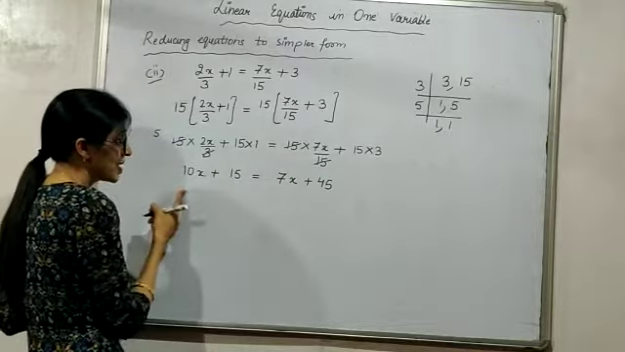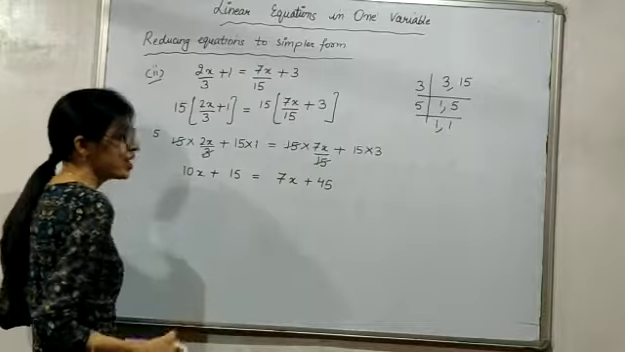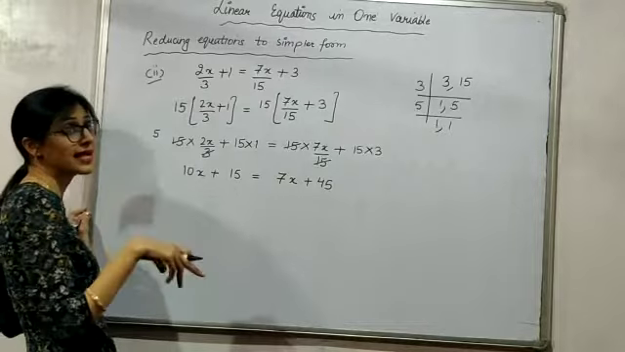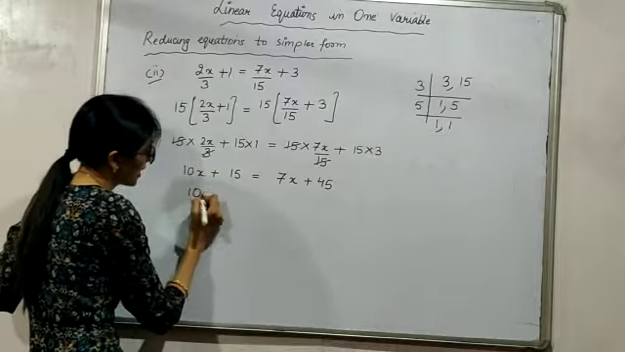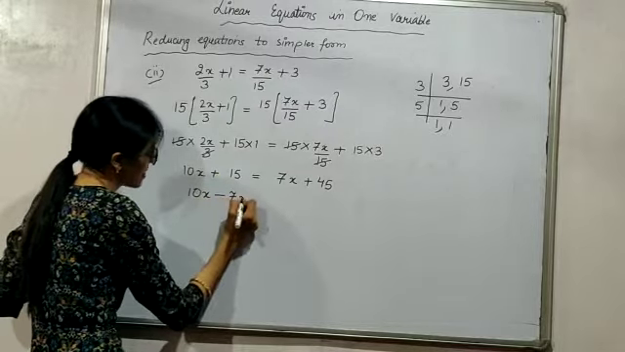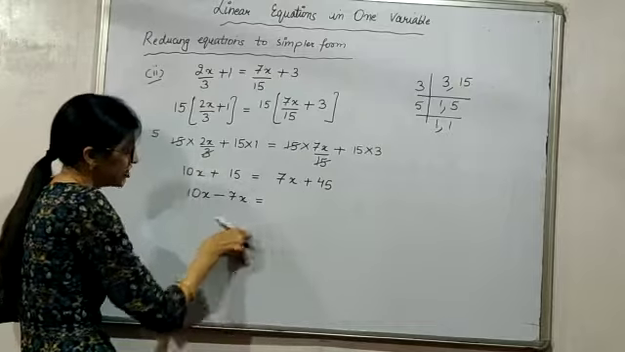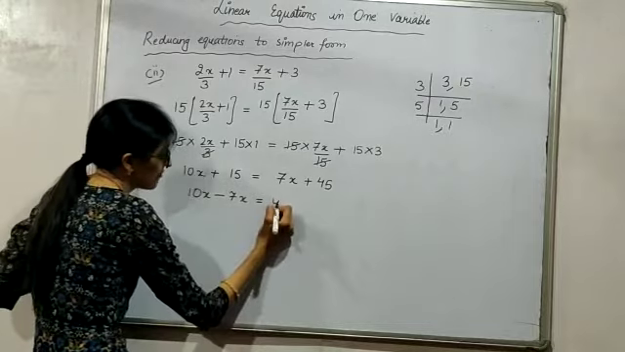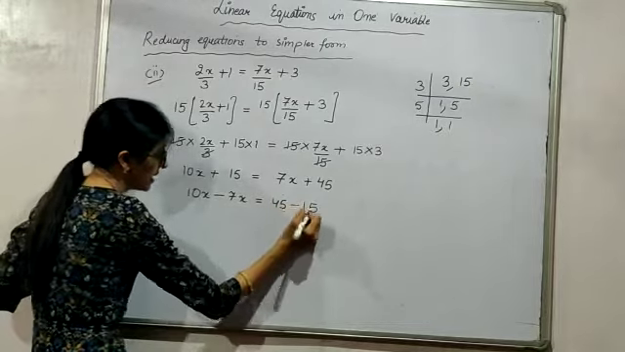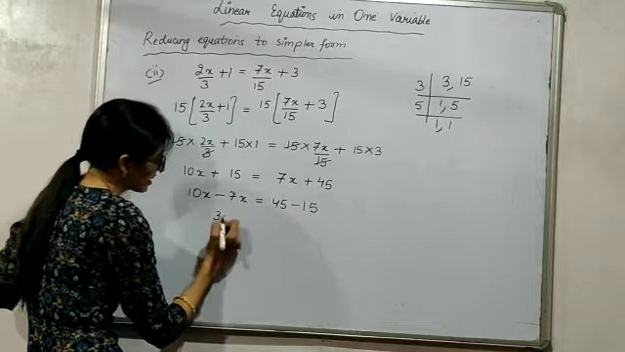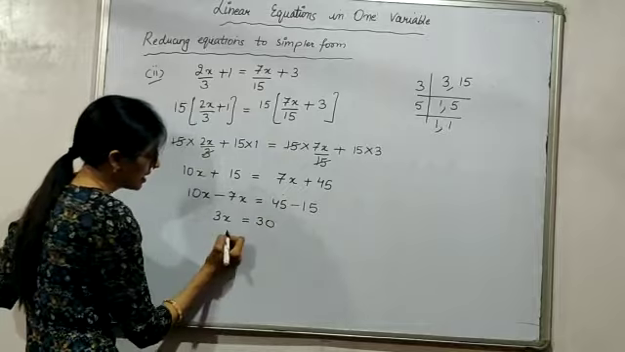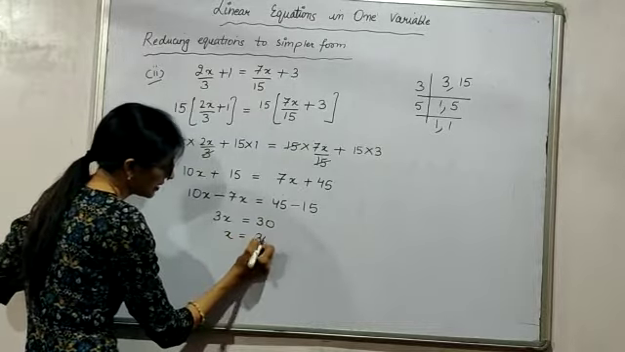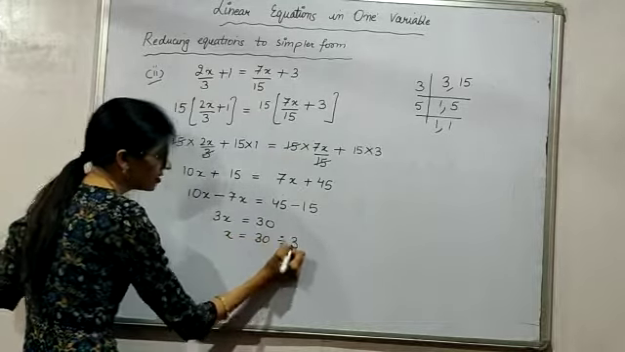Take the variables to one side and constants to the other side and change their signs also because they are changing their places. So 10x minus 7x because 7x changes its place. 45 minus 15. 10x minus 7x is 3x. 45 minus 15 is 30. So 3x equals 30.